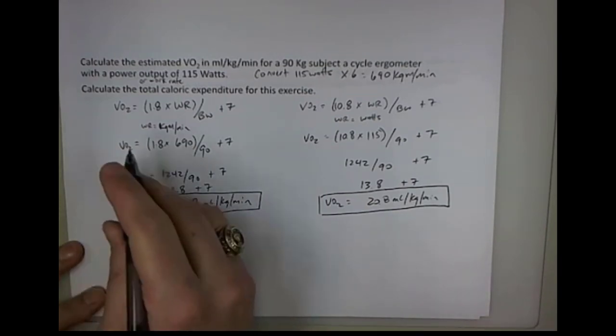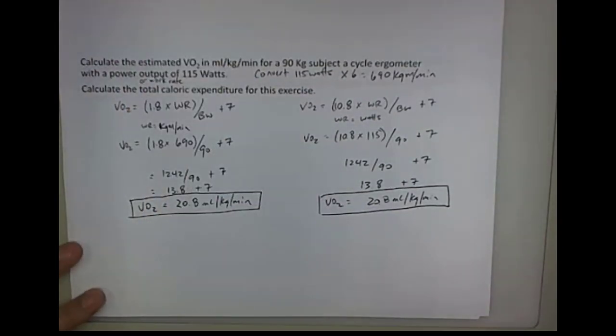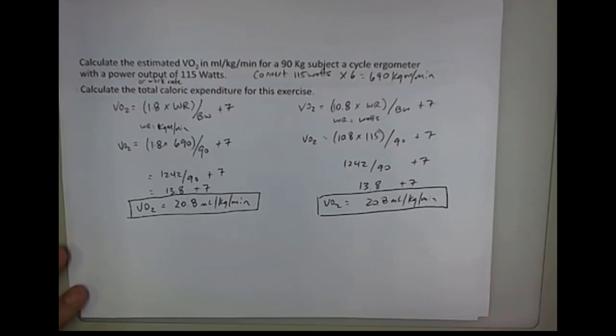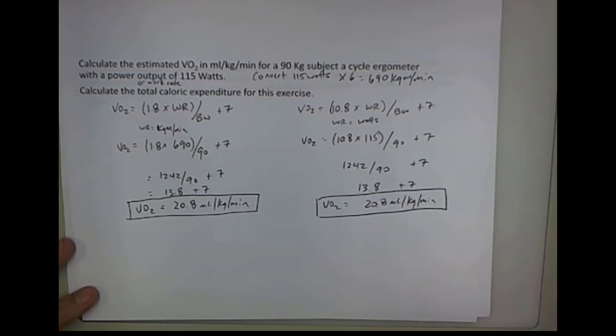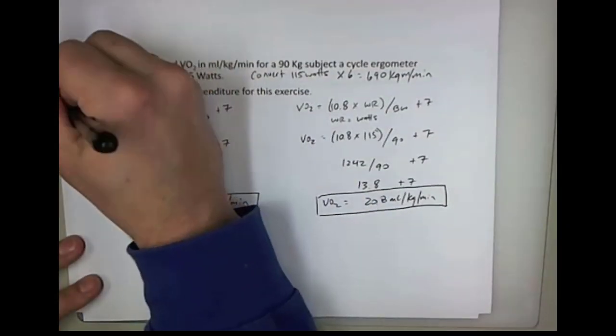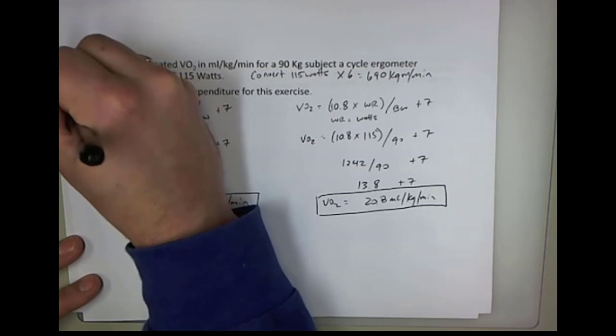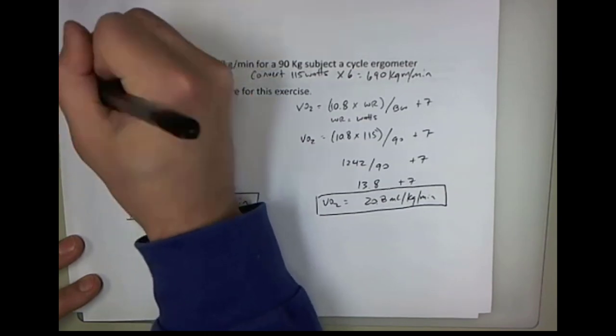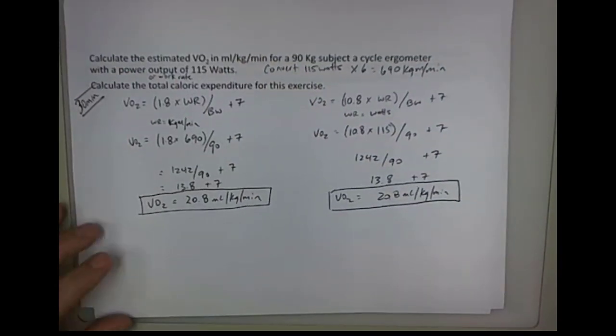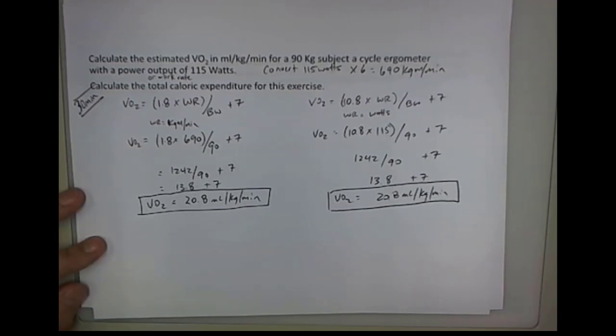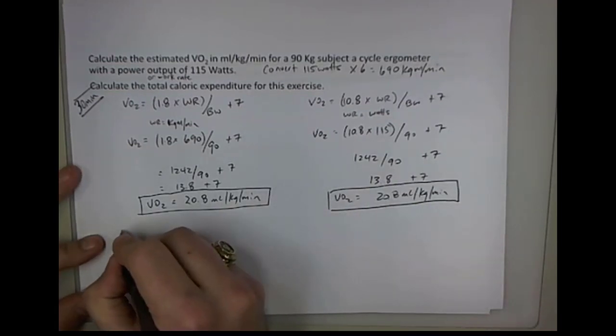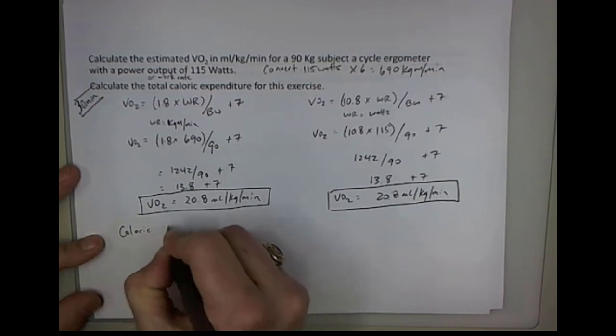The second part of this question says calculate the total caloric expenditure for this exercise. I will note, and I'll update this on here, I didn't actually specify a time in this example. So before we do, let's say we're going to do this for 30 minutes is how long I plan to do the exercise for. So here's our caloric expenditure.